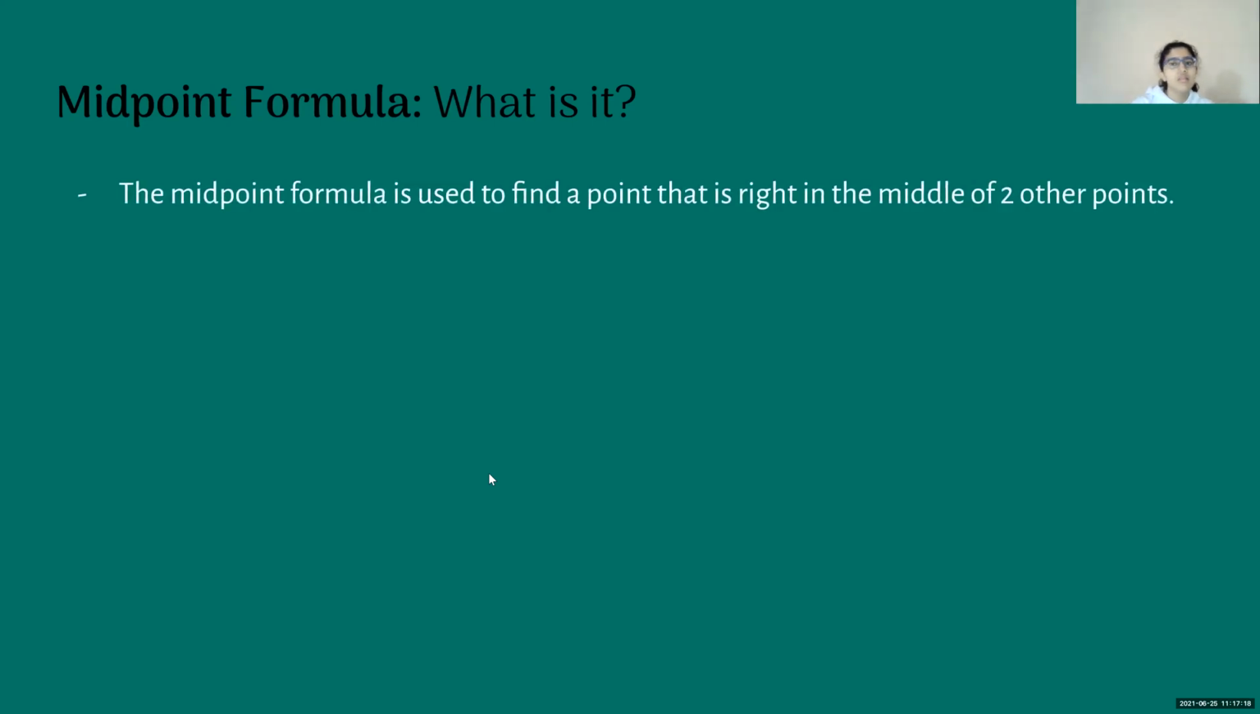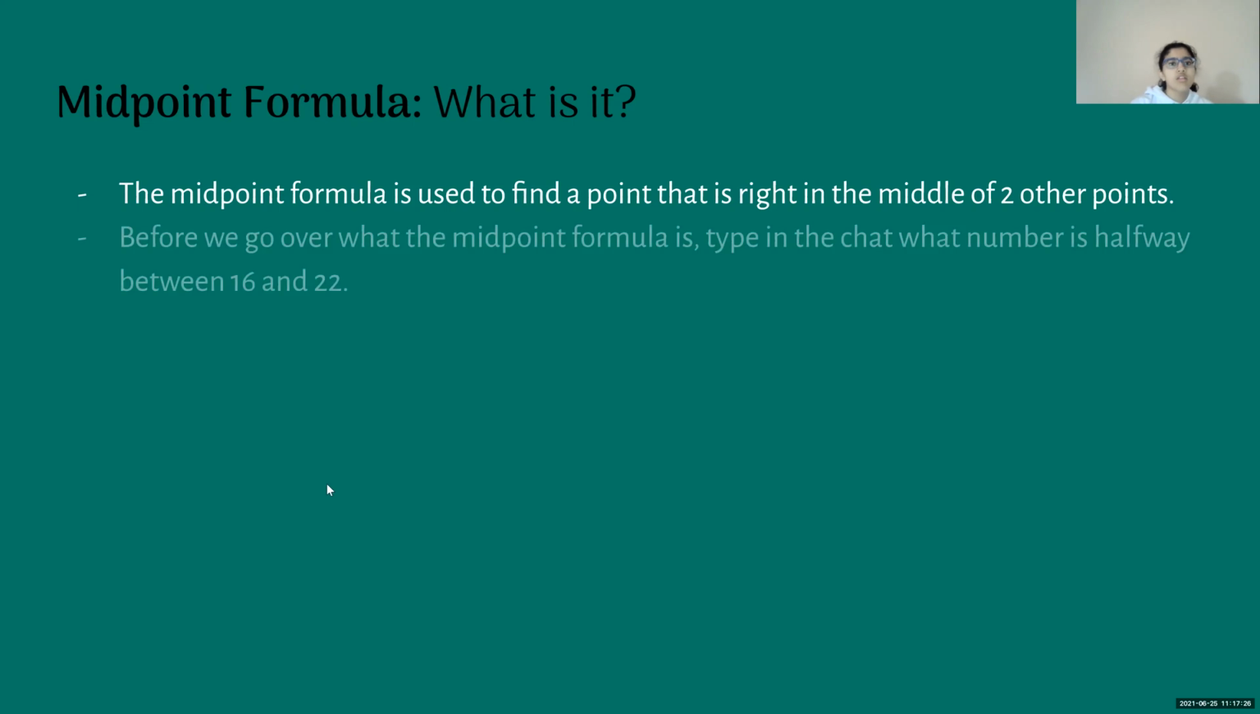So what is the midpoint formula? The midpoint formula is used to find a point that is right in the middle of two other points. So before we go over what the midpoint formula is, type what number is halfway between 16 and 22. So in the chat, what number is halfway between 16 and 22?